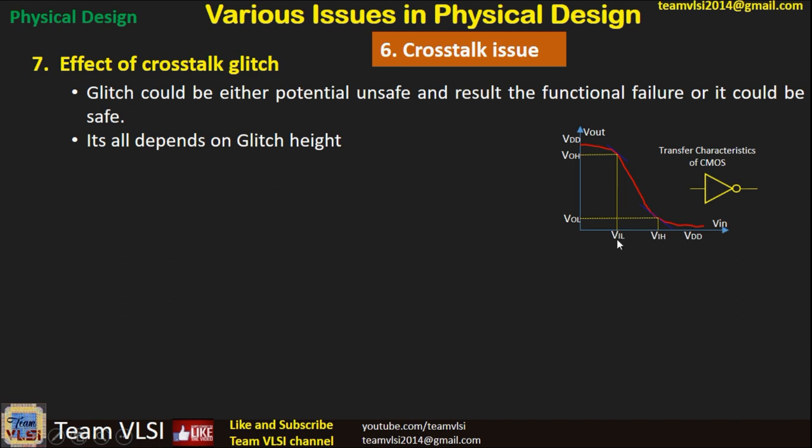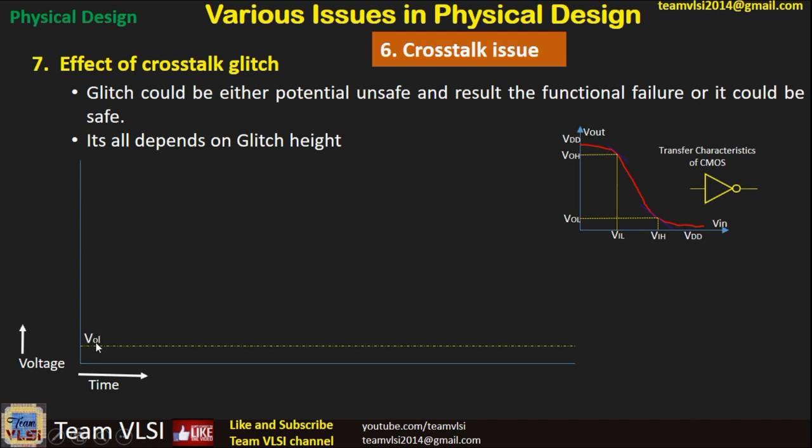So why are we discussing these things? Because I want to introduce the noise margin to understand the glitch height in a proper way. If we draw all these things on a single axis, this is the noise margin plot, where on the x-axis we have time and on the y-axis we plot the voltage. If we plot all these four voltages over a single line, it will come as voltage output low first, then voltage input low, then voltage input high, and voltage output high in this way.